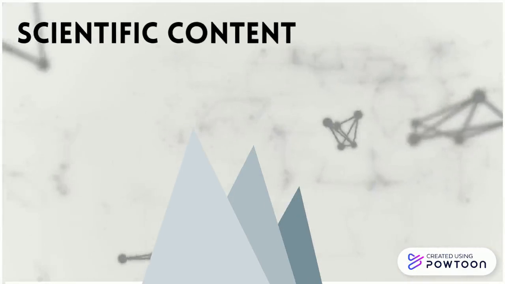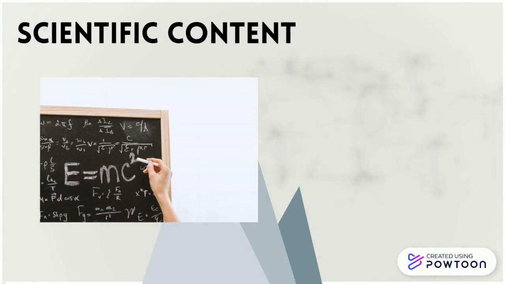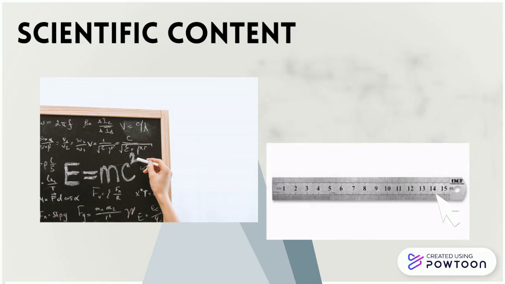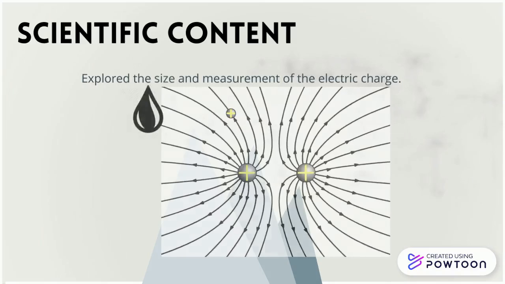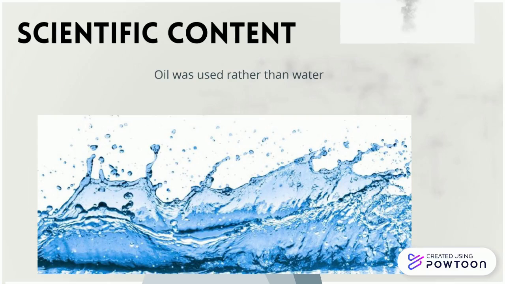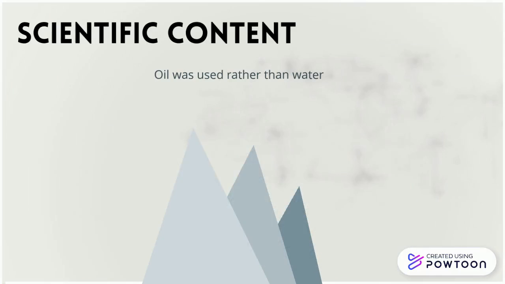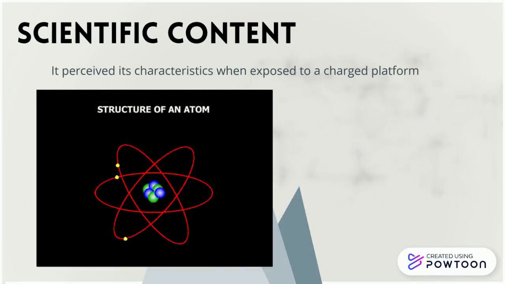Millikan's oil drop experiment revolutionized modern-day physics, providing the scientific community a quantitative value for the charge, exploring the size and the measurement of the electric charge. Oil was used rather than water to avoid the tendency of evaporation while the experiment was being performed. The experiment explored the nature of electrons by observing their characteristics when exposed to a charged platform.